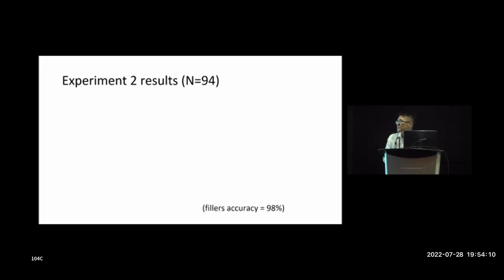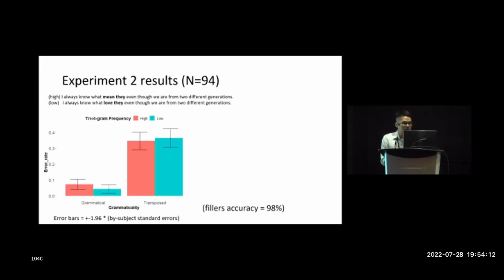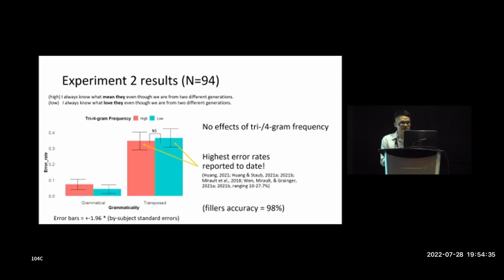And the results for experiment 2 are here. The rates of failure to detect transposition in the high and low conditions. The generalized linear mixed effect model showed that we failed to find a significant difference between the high and low conditions, and this was surprising to us. However, looking at the absolute error rates, we found that in both conditions, they were really high. In fact, this might be the most illusory transposition items of any reported in the literature.